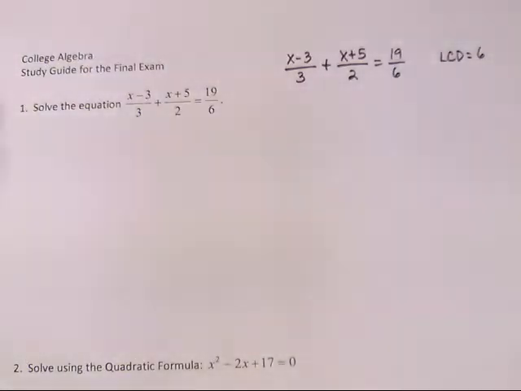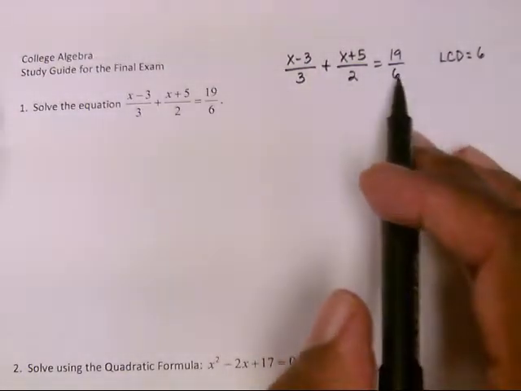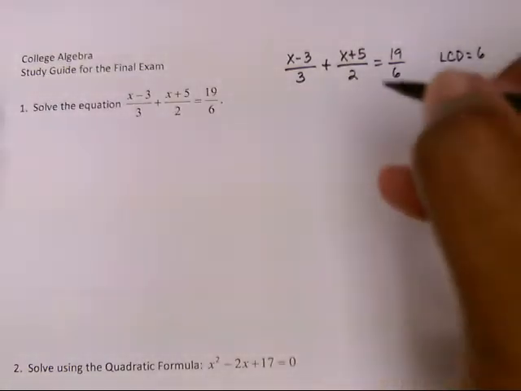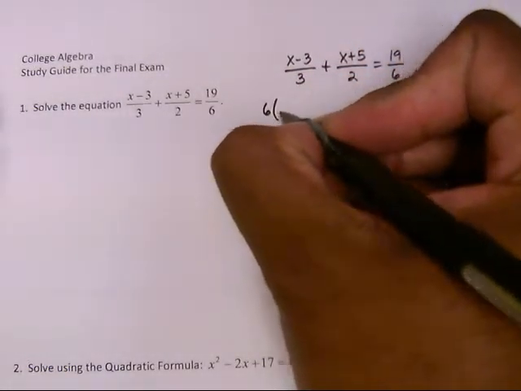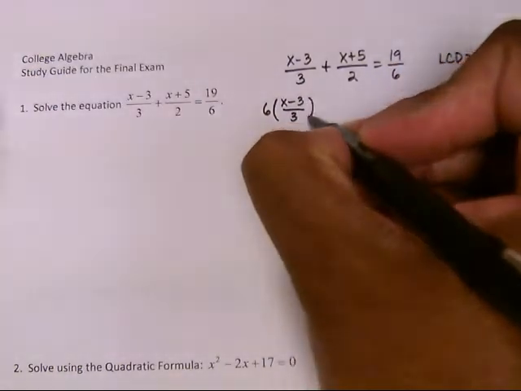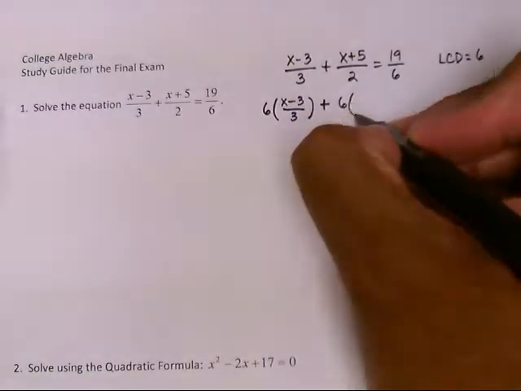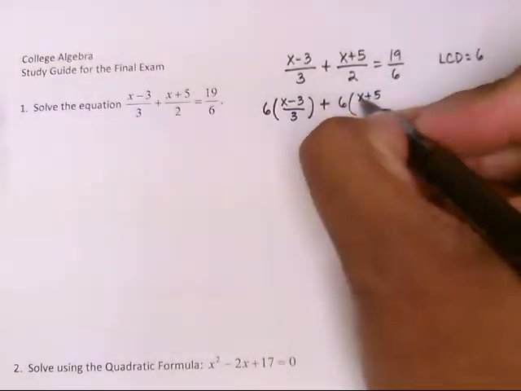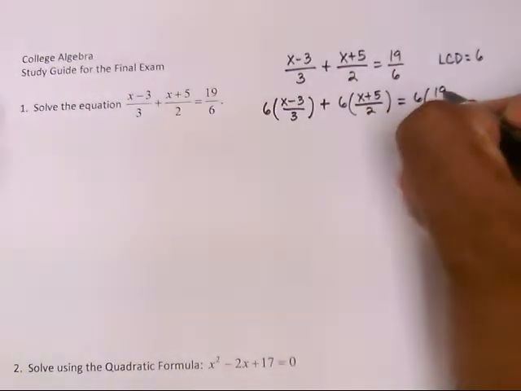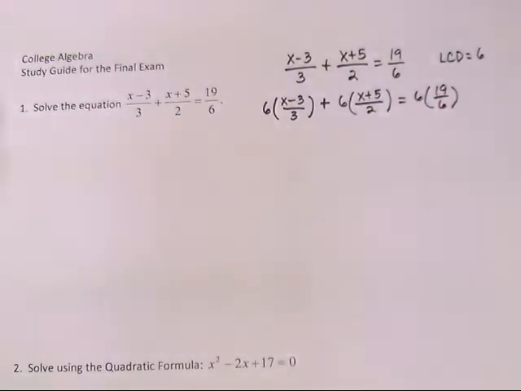So what we'll do here is multiply each and every term in that equation by 6. So we're going to have 6 times (x minus 3) over 3, and then 6 times (x plus 5) over 2. That's equal to 6 times the 19 over 6. And then we're going to simplify this by doing this.